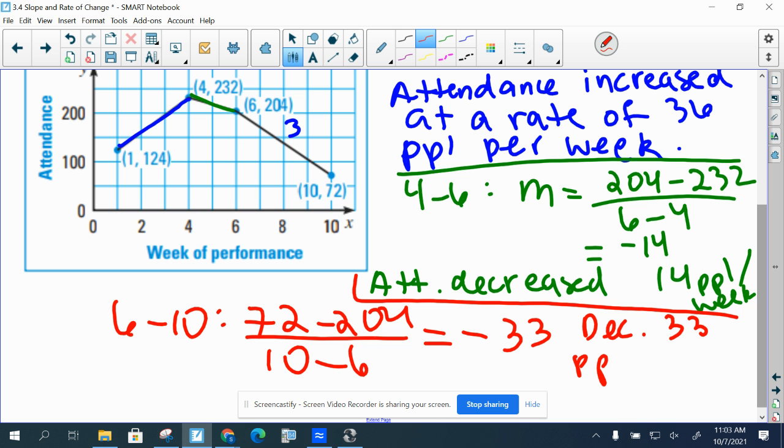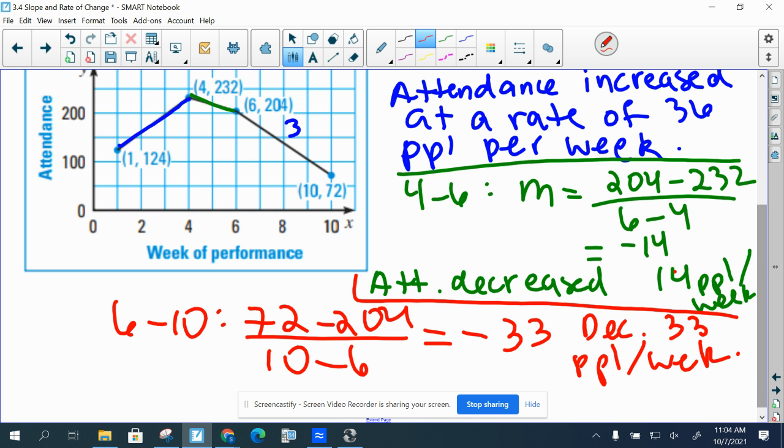33 people per week. So do you see what I mean about the first one, write the full sentence, and then repeat it. So when they're asking you to describe rate of change, you have to first actually find the slope so that we know the number that represents the rate of change, and then describe it. So saying what that means. So if it's positive, that means that it increased that many per week, or if it's negative, then it decreases that many.